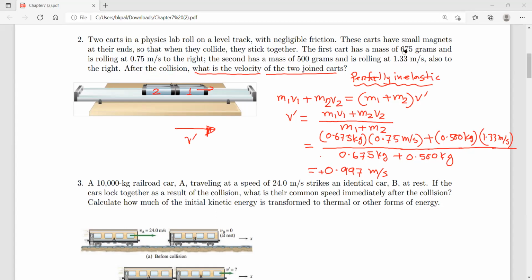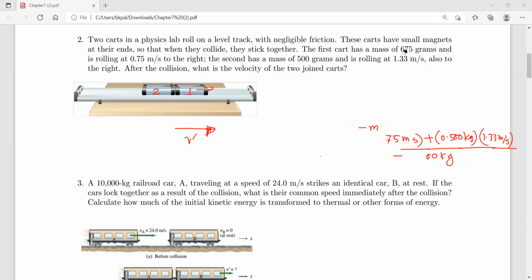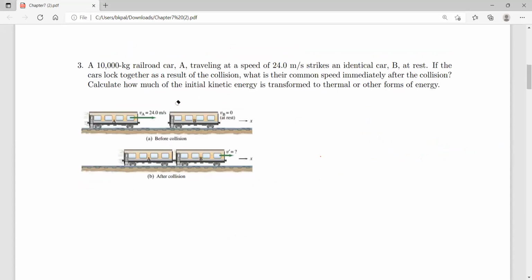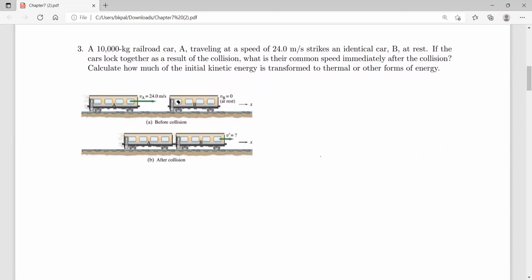All right, let's move on. The next problem is exactly the same. Here we have two train cars, so this is a little bit simpler than the last problem. It says that car A is moving to the right with velocity VA, but car B is at rest. After collision, they stick together and move in this direction. We do not know which direction, but I think we are going to get a positive value. That means after collision, they will be moving in this direction.